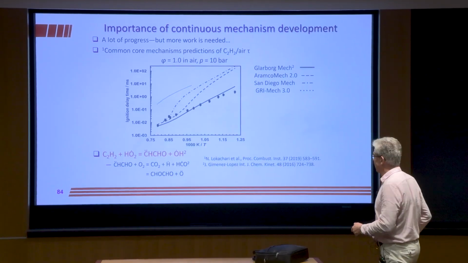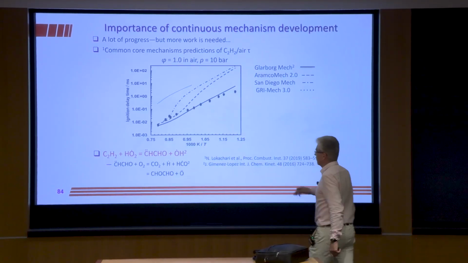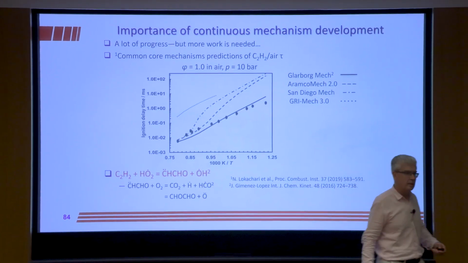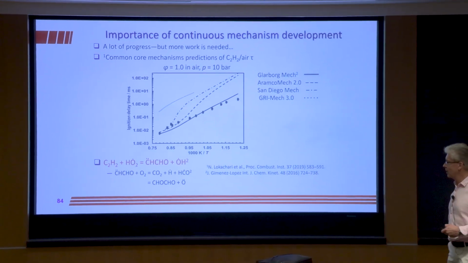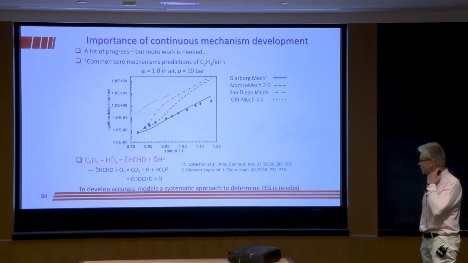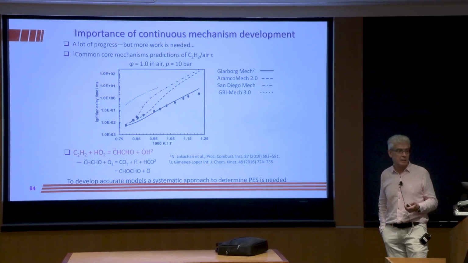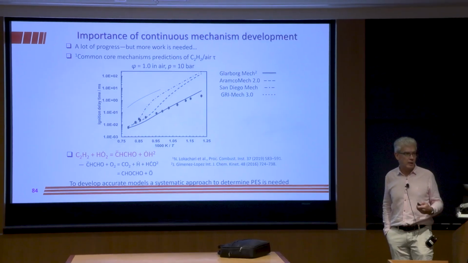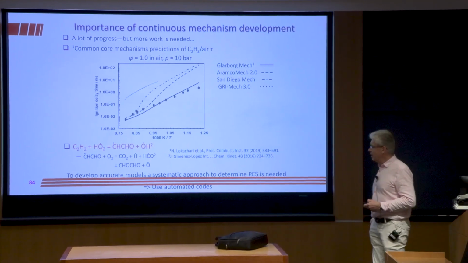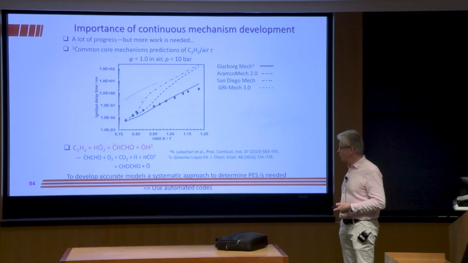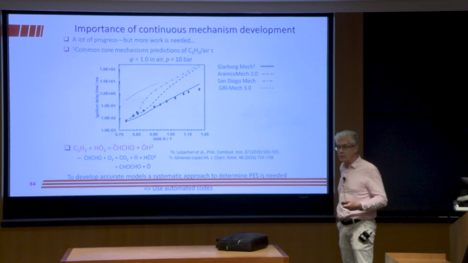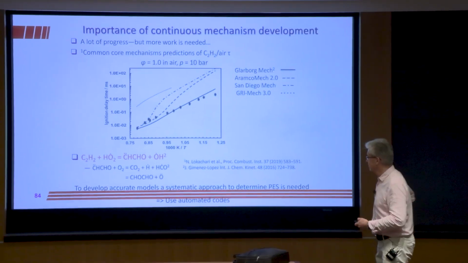And there's a big, big difference in the prediction of the solid line in comparison to the other lines on this graph, right? It's much more accurate, right? And so to develop accurate models, a systematic approach to determine the potential energy surface is needed. Really, that's the conclusion I want you to take from this, right? And so we typically now, more and more, we're going in the direction of using automated codes to do this.